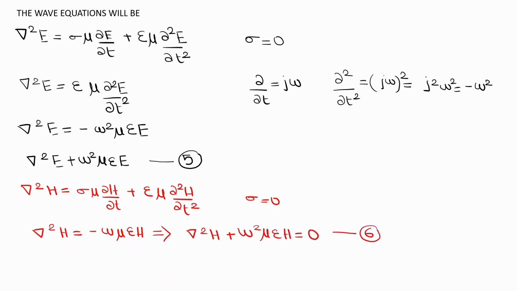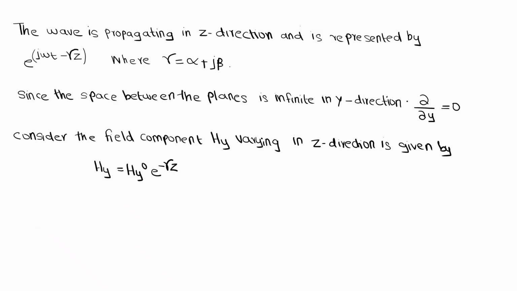The wave equations for the perfectly conducting planes are del square E equal to minus omega square mu epsilon E and del square H equal to minus omega square mu epsilon H. And now the wave is propagating in the z direction, and it is represented by e raised to (j omega t minus gamma z), where gamma is the propagation constant, alpha plus j beta, where alpha is the attenuation constant and beta is the phase constant.